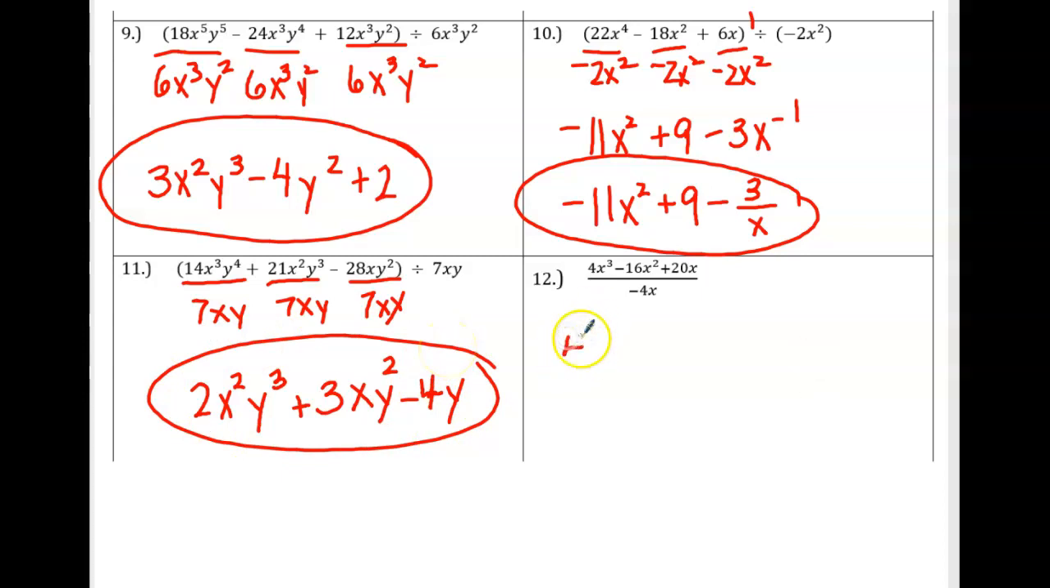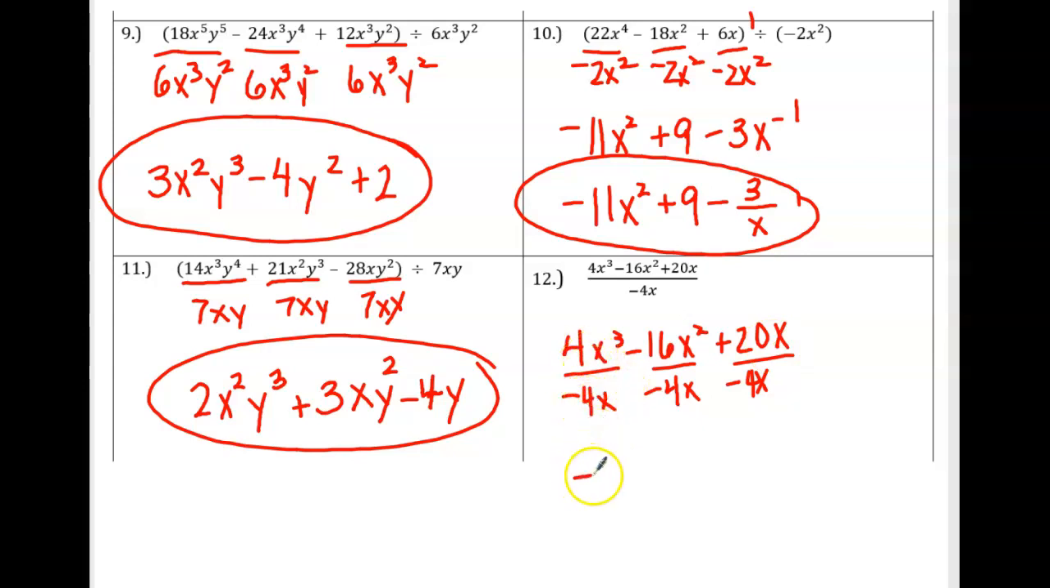Okay, I'm going to take 4x cubed minus 16x squared plus 20x, and I'm going to divide each term by negative 4x. Okay, so when I do that, I end up with 4 divided by negative 4 is a negative 1, or just negative, and it would be x to the power of 2, or x squared. Negative 16 divided by negative 4 is positive 4, and it would be x to the first power. And 20 divided by negative 4 would be a negative 5, and the x's would cancel out.